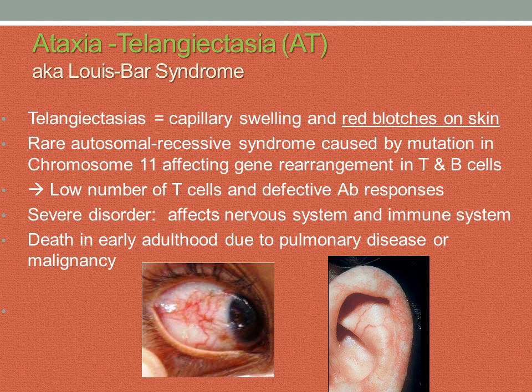It is a rare autosomal recessive syndrome. Often there's a mutation in chromosome 11 that affects gene rearrangement in the T and B cells, and results in a low number of T cells and a defective antibody response. It is severe. It does affect both the nervous system and the immune system. Individuals with this tend to die in early adulthood due to pulmonary disease or malignancy.